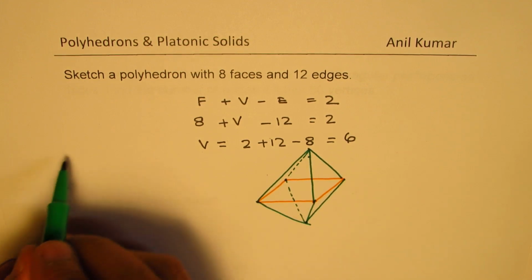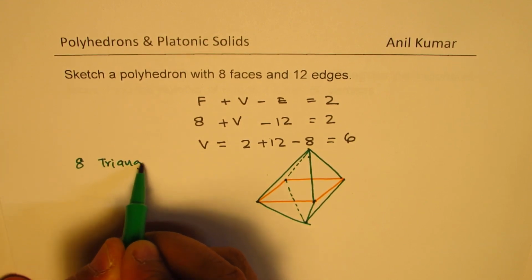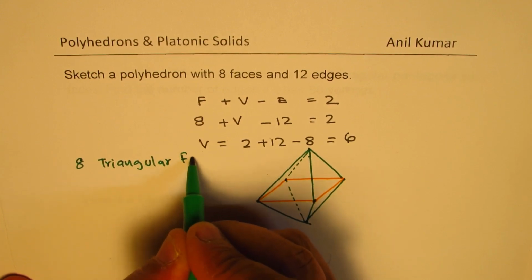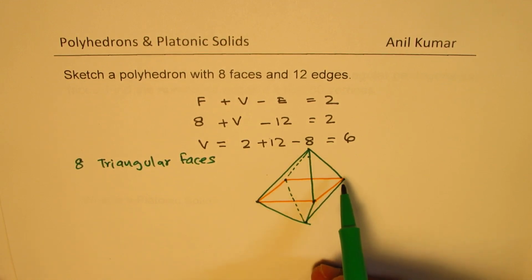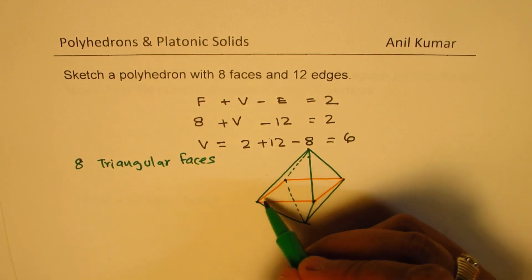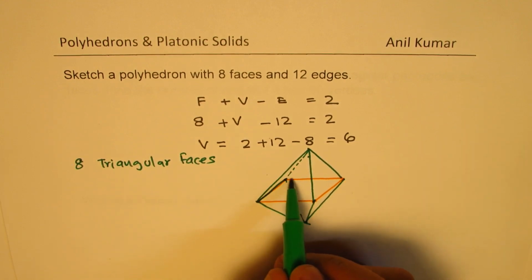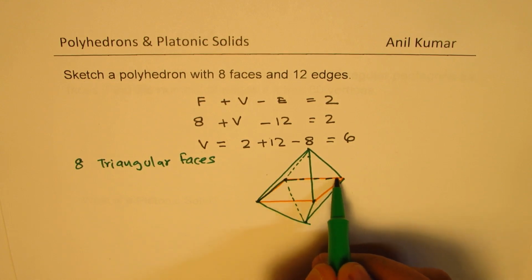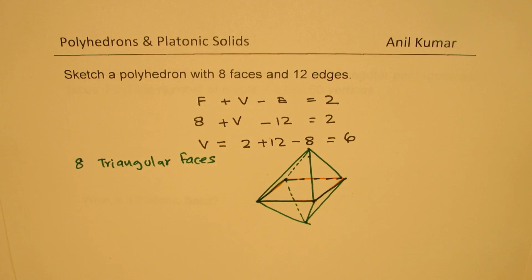So what we have here is 8 triangular faces. Don't count this. These are getting joined, and it is not a face. Think of it as hollow from here. Is that okay? So that is not a face. However, it does combine with your edges. I should have drawn a dotted line, correct? So that is how it is.